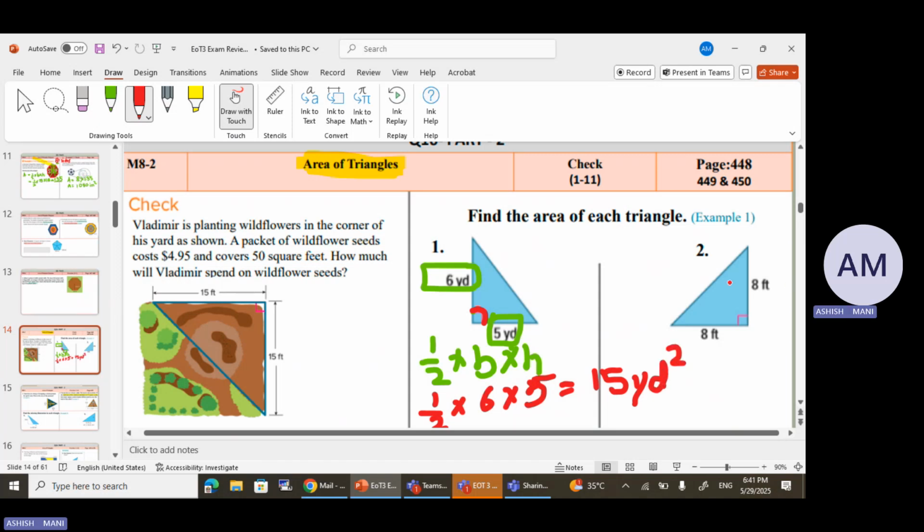These are the sample questions. Here also, if you see, this is the base, this is the height. Multiply both of them, divide by 2, and you will get the area of the triangle.